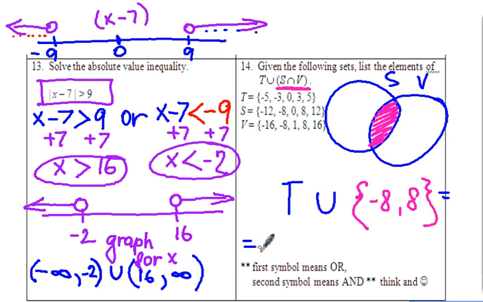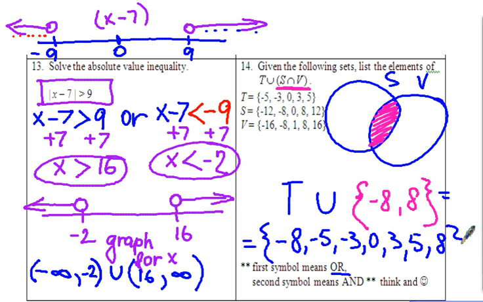And union is also OR. So we will be looking for all the elements that appear in one or the other. We will cover them all this time. So T has -5, -3, 0, 3, 5. And besides them, we have to include -8 and 8. Let's start with the lowest number, which is -8, -5, -3, 0, 3, 5, and finally 8. So this is the final answer for problem 14.